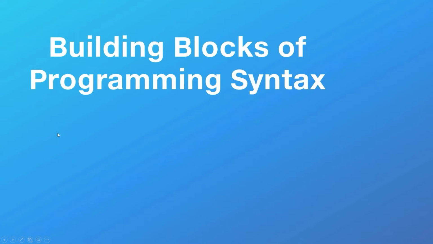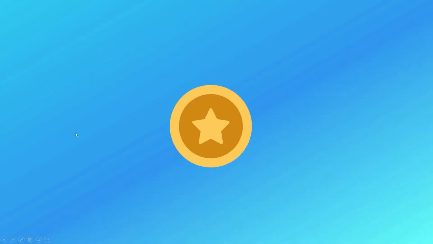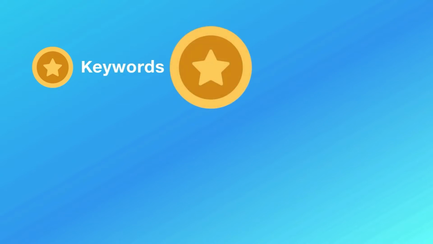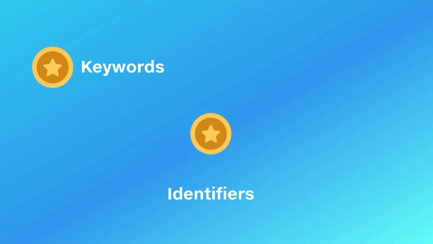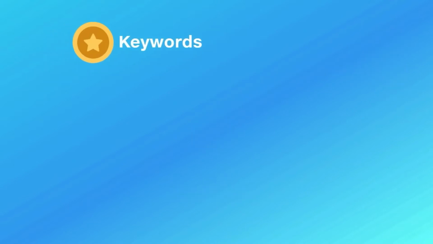And there are also building blocks in the C programming syntax, and these are called tokens. Tokens are composed of three important blocks. The first one is the keywords, the second one is the identifiers, and the third one is the semicolons. So let's start with the keywords.